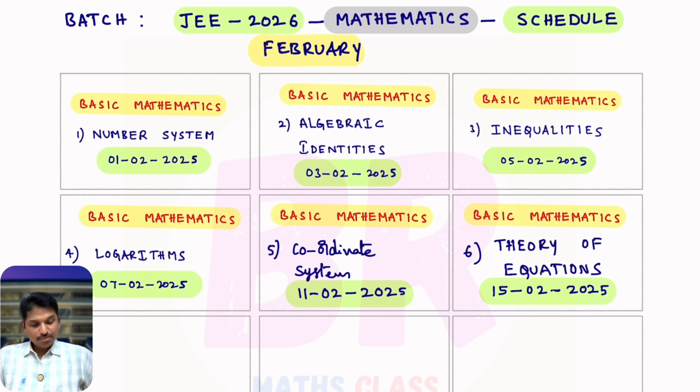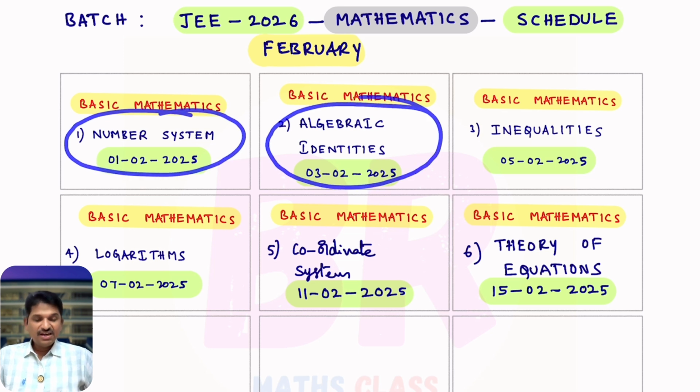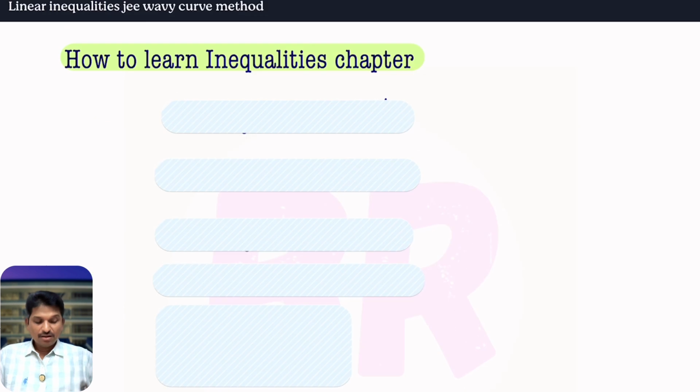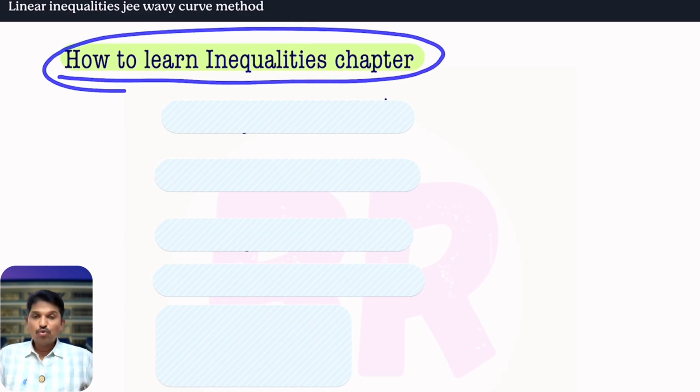See, this number system chapter and algebraic identities, you already learned in 10th standard. I suppose that you are doing this inequalities chapter for the first time. As you are doing it for the first time, I'll guide you clearly on how to learn this chapter, right?